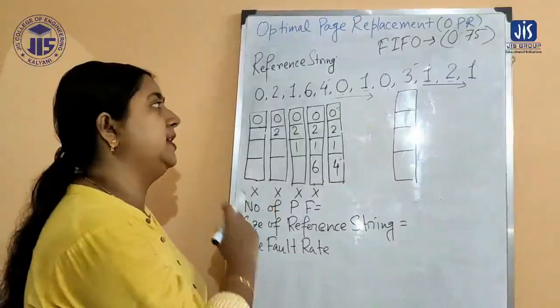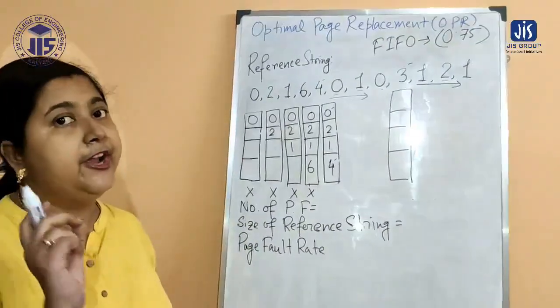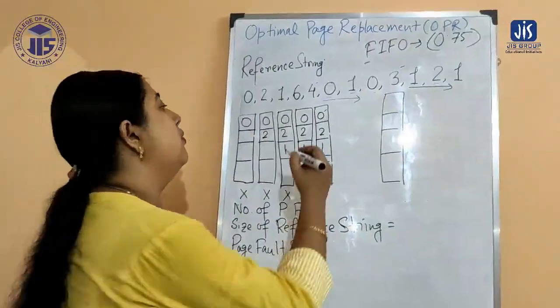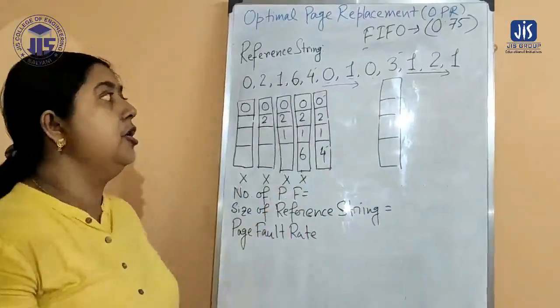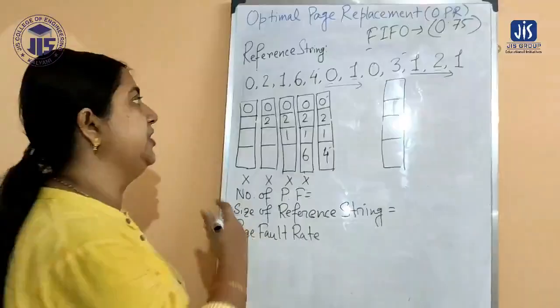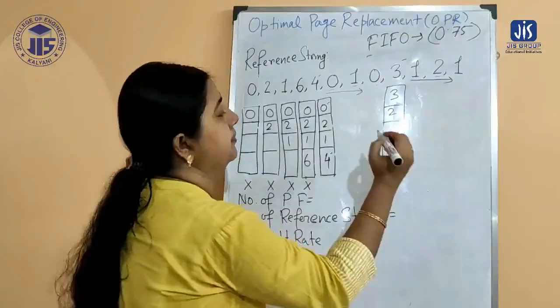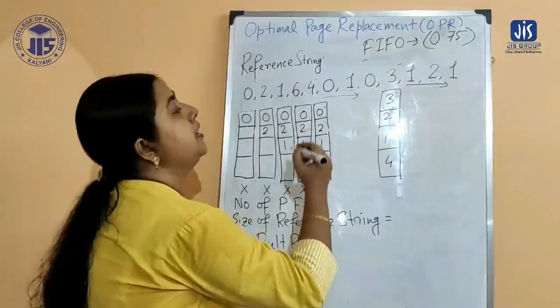Now whenever there is a tie, we are going to follow FIFO. Now, from 0 and 4, which one comes first? Obviously 0. So, I am going to replace 0 by 3. So, 3, 2, 1, 4. Okay. So, now this is my frame.